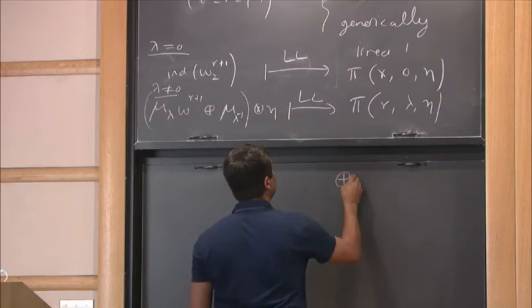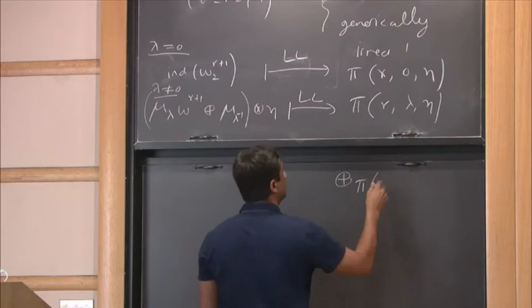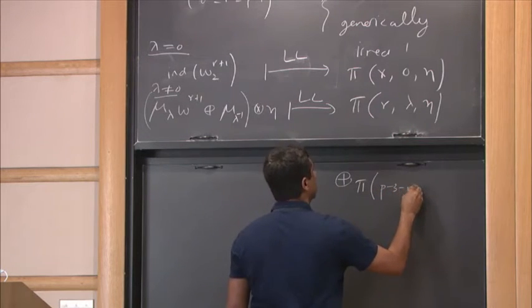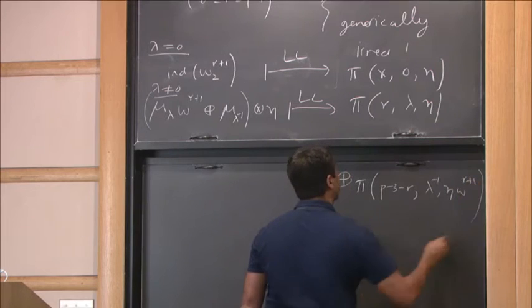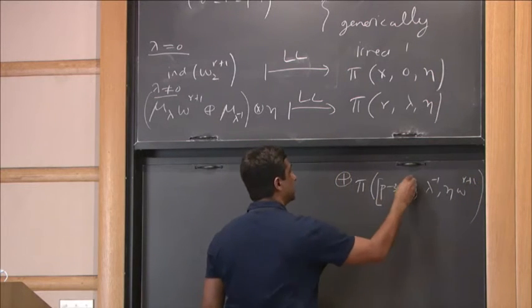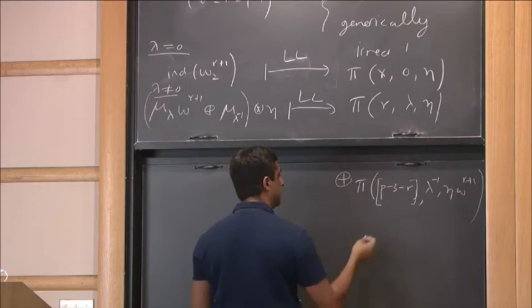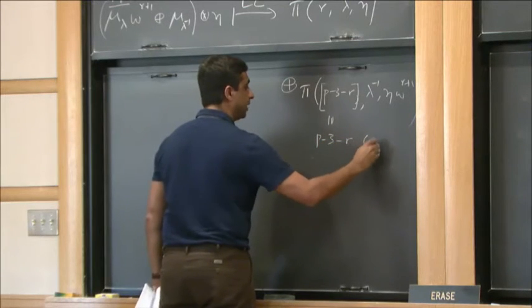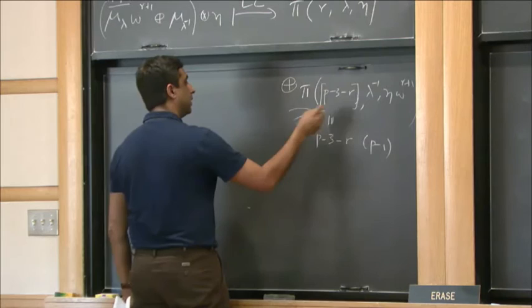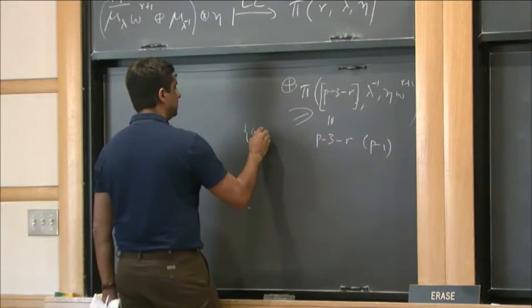Direct sum, p minus 3 minus r, lambda inverse eta omega^{r+1}. There's a square bracket here to denote that you should be in the right range. So these are things congruent to p minus 3 minus r mod p minus 1, and this square bracket thing lies between 0 and p minus 2.